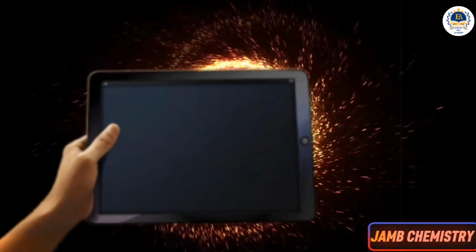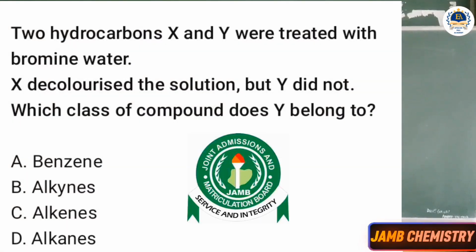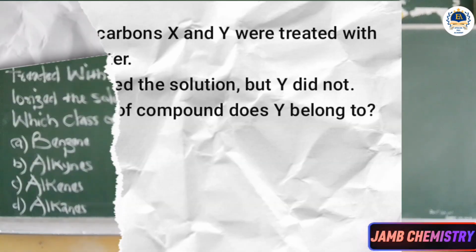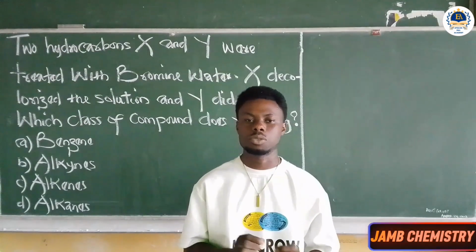And the question says, two hydrocarbons, X and Y, were treated with bromine water. X decolorized the solution and Y did not. Which class of compound does Y belong to? Option A, benzene. Option B, alkynes. Option C, alkenes. Option D, alkane. Bromine water is used to test for unsaturation.